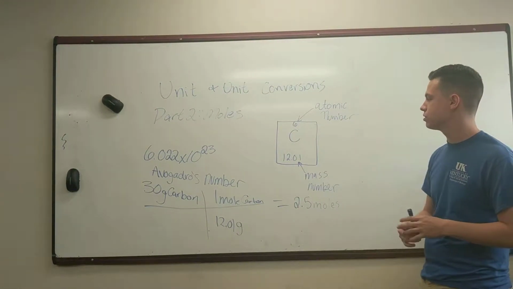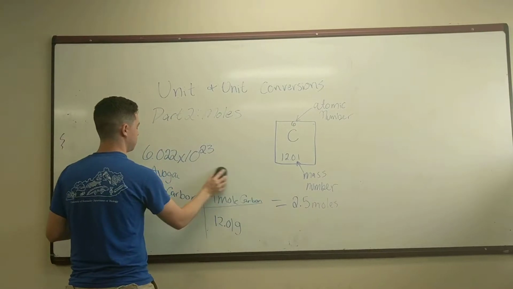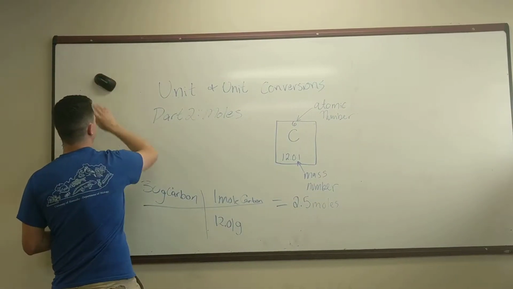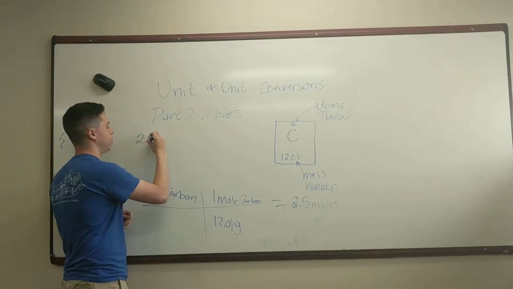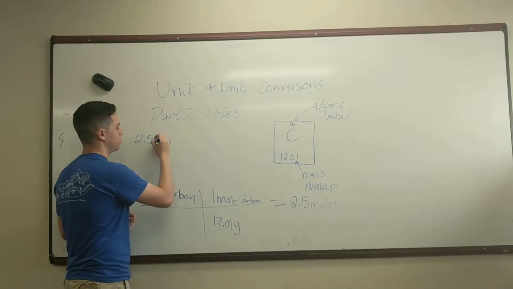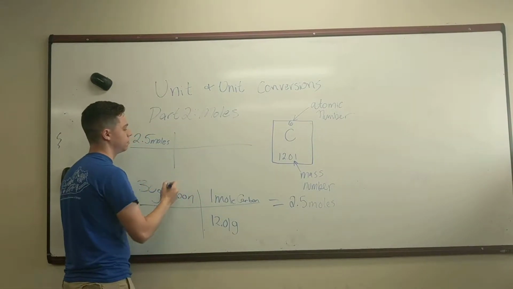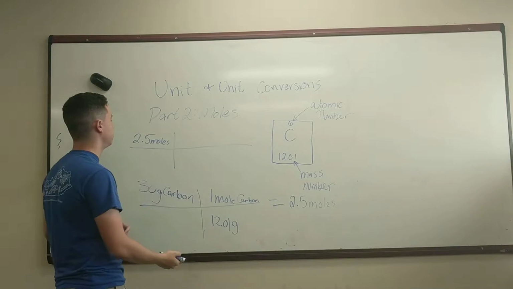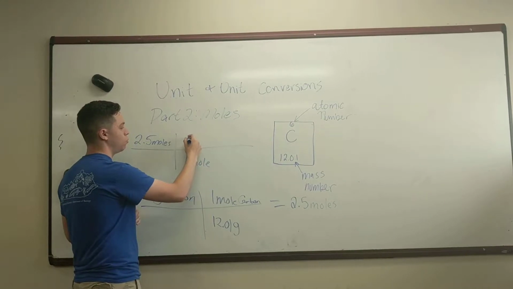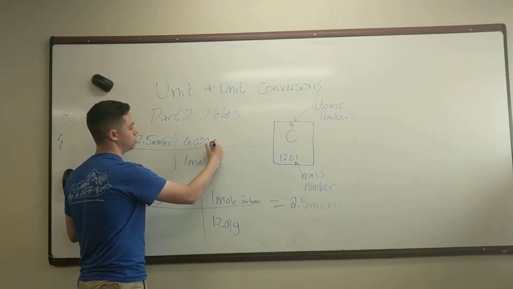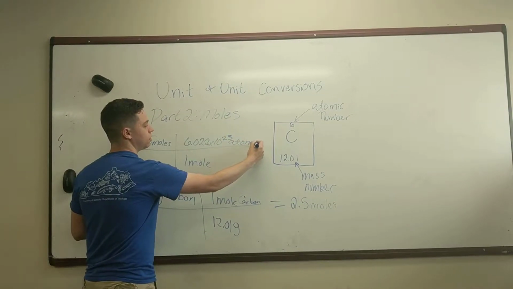You can actually go in reverse. We can try that real quick. So let's take the 2.5 moles and figure out how many atoms that is. We'll do train tracks again. We could have just extended it down here, but we'll just do it again. So per 1 mole, we have 6.022 times 10 to the 23rd atoms.